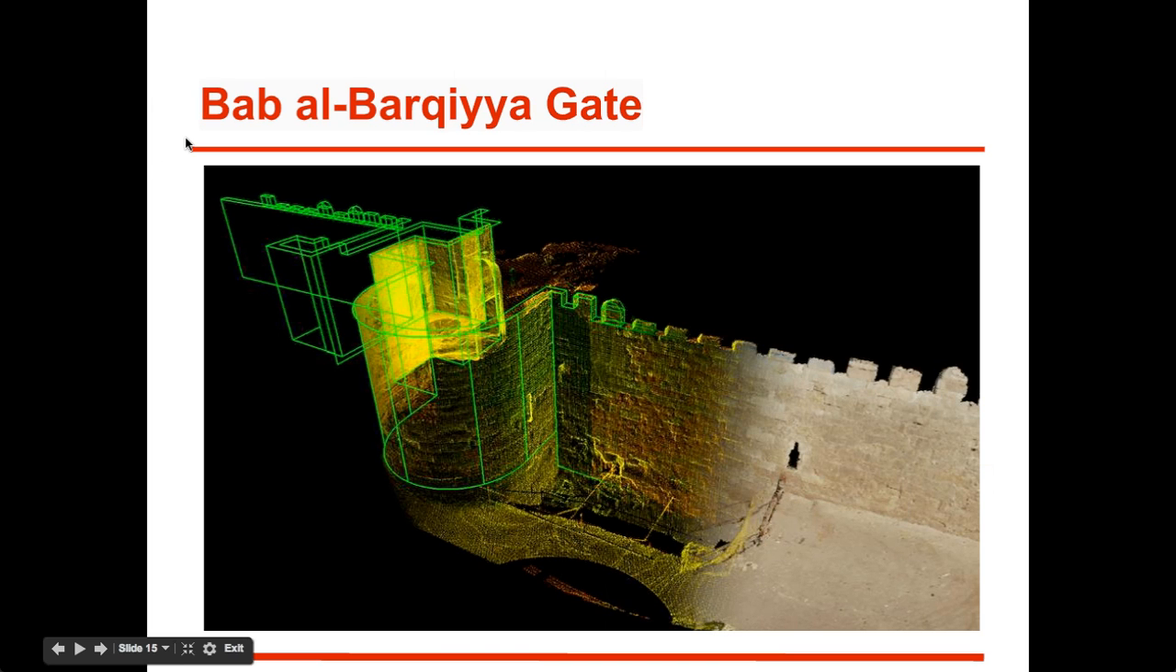I will do my best to pronounce these terms. Apologize for that, guys. This is the Bab al-Barkia Gate. And what was really cool, so this dates back to the 12th century, and it was part of this wall. It was a fortified gate that had interlocking volumes, if you can see this here.